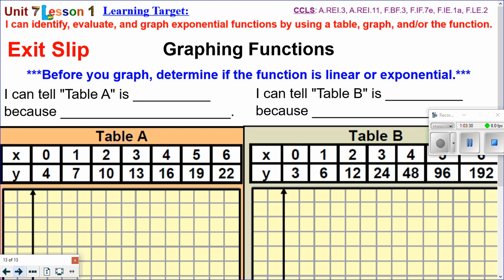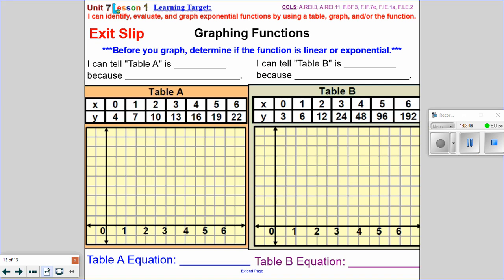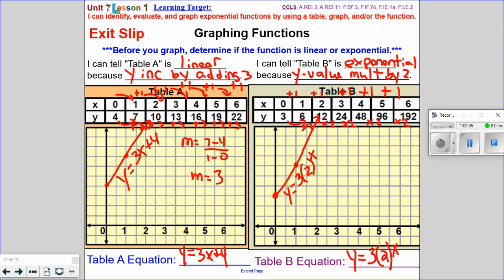All righty. So, before you graph, determine if the function is linear or exponential. Obviously. All right. So, just basically go ahead and press pause now. Just look at the tables, do the loops, and see if you can see if it's linear or exponential. Put it on the top if you think it's linear. Put it on the top if you think it's exponential, and press pause now.